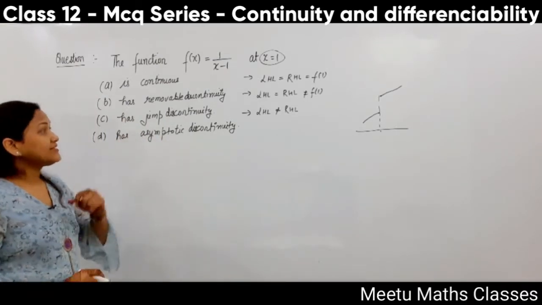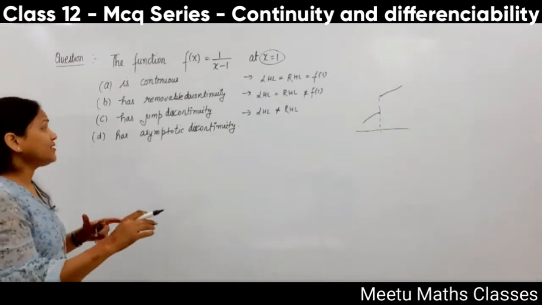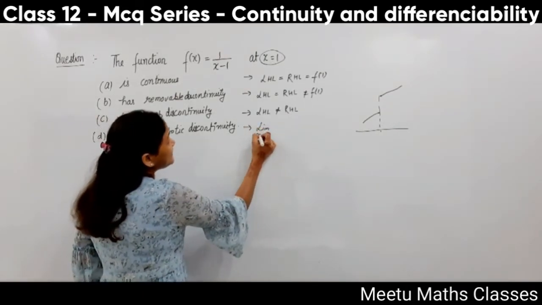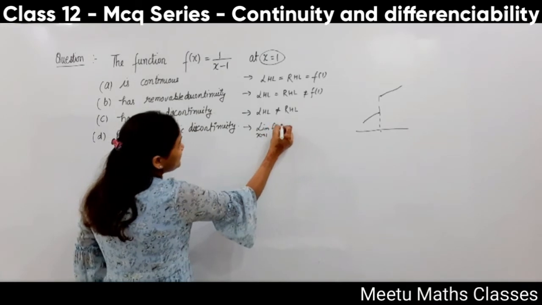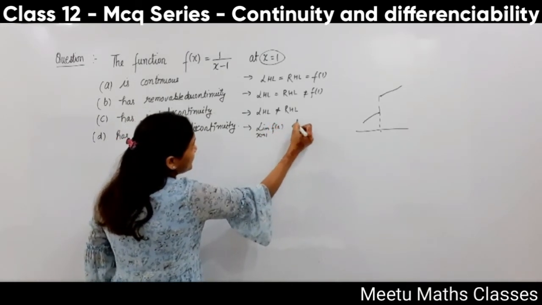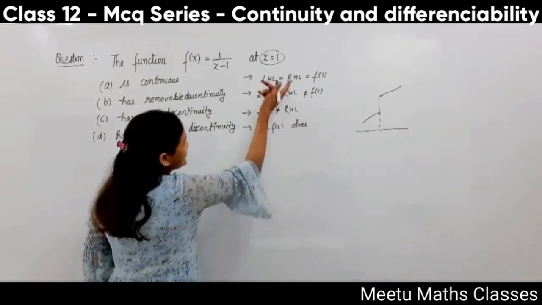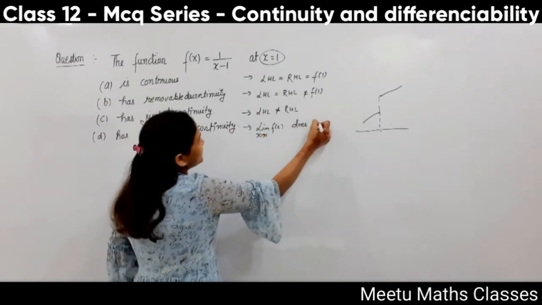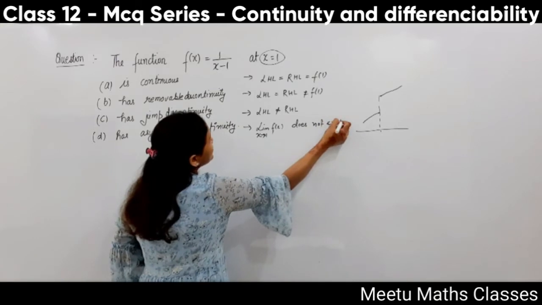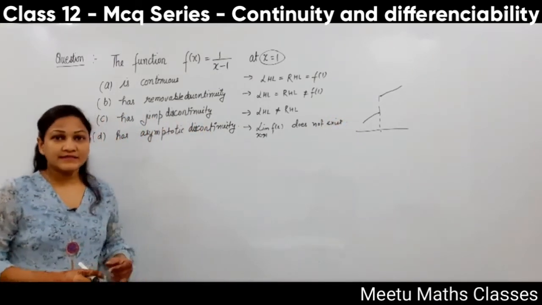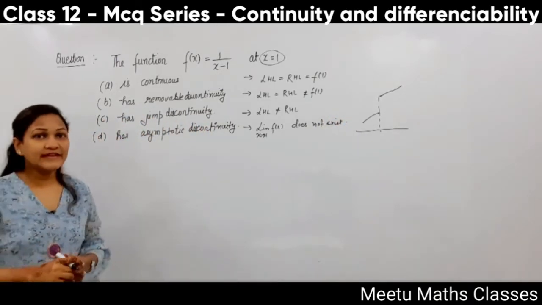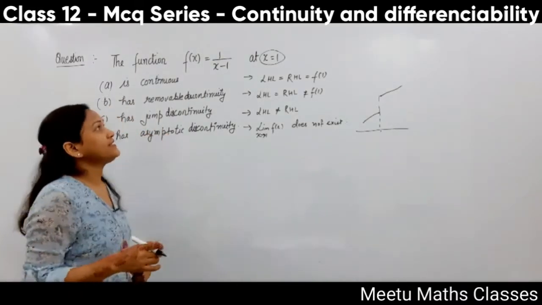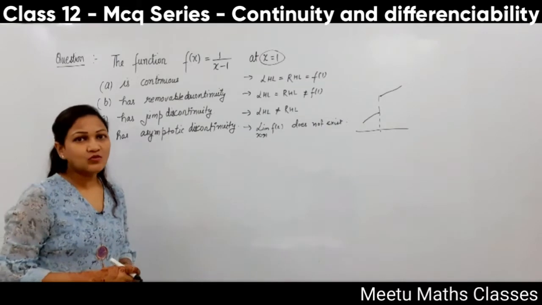एंड एसिम्प्टोटिक डिसकंटिन्यूटी किससे कहते हैं? कि जब आपका फंक्शन आपकी लिमिटिंग वैल्यू डिफाइंड ही ना हो. If your limiting value at x tends to 1 does not exist. अगर आपकी limiting value exist ही नहीं करती है इस particular point पे, तो then you will say that you have asymptotic discontinuity at x equals 1.